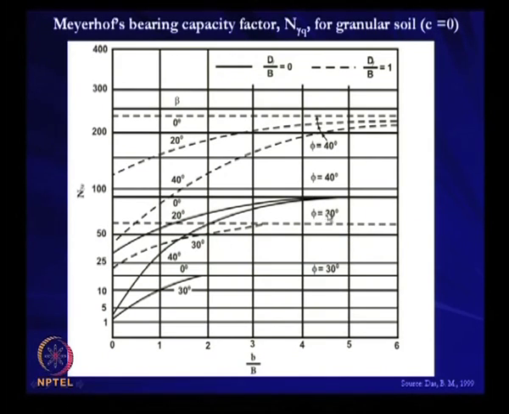Now, if phi equal to 30 degrees, then these dotted lines are for beta equal to 0 degree and this line is beta equal to 30 degree. For phi equal to 30 degree, this line is beta equal to 30 degree and this is beta equal to 0 degree. So, similarly, by using this chart we can determine the bearing capacity factor of the foundation.